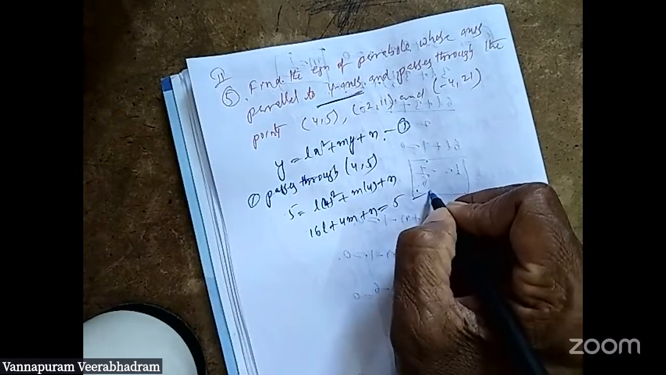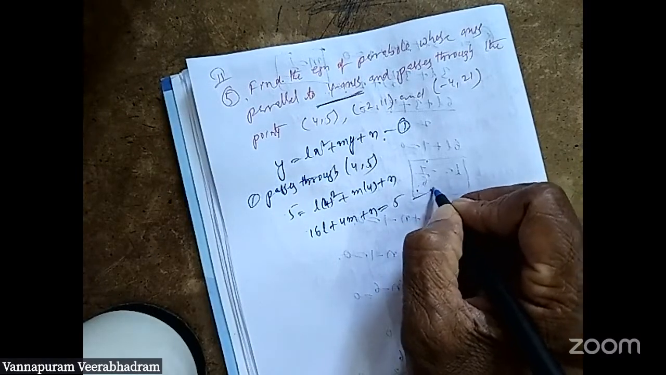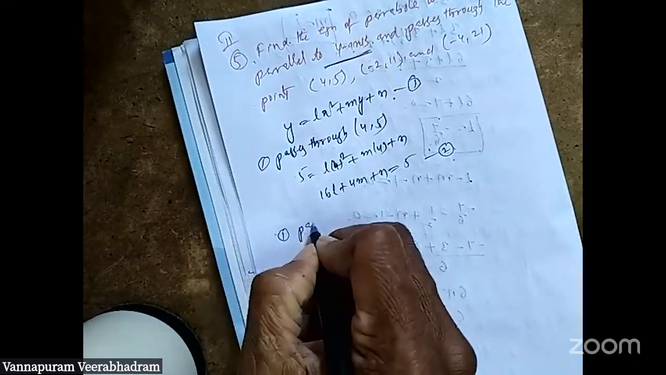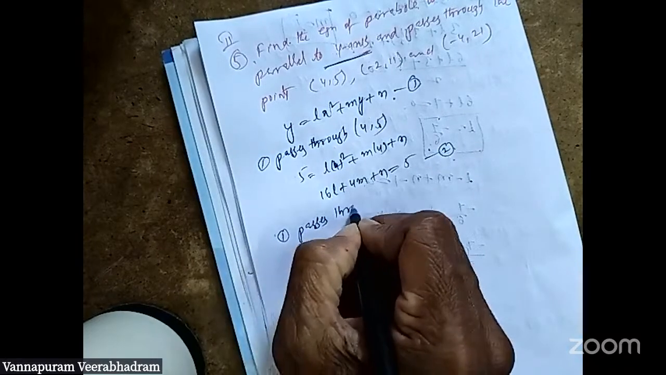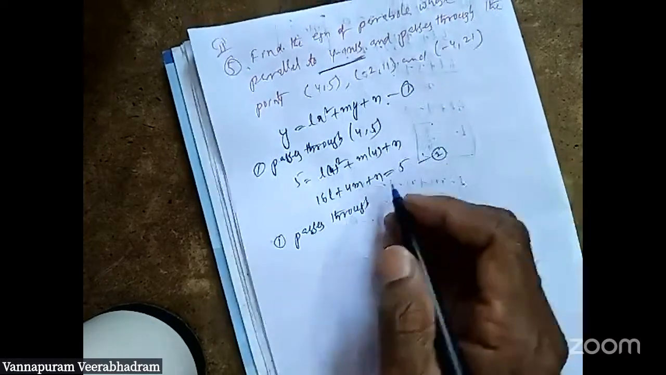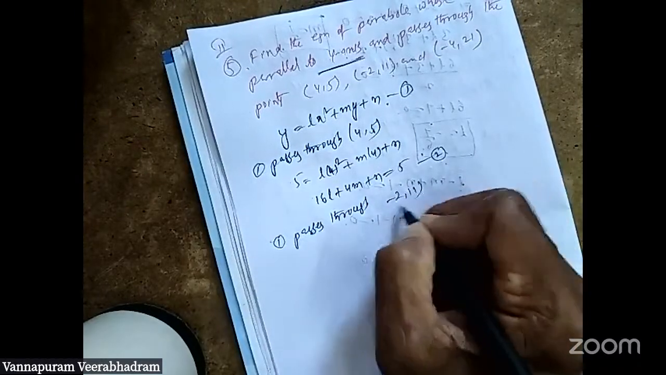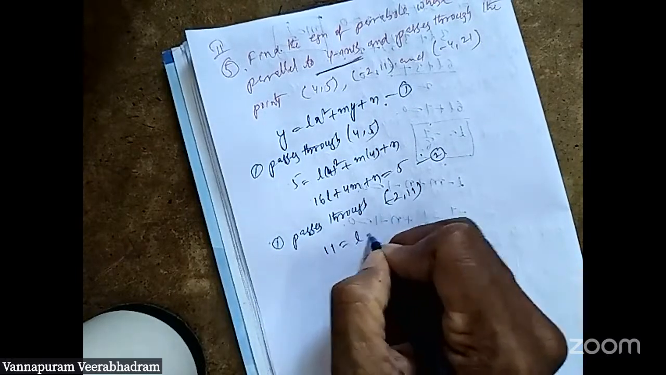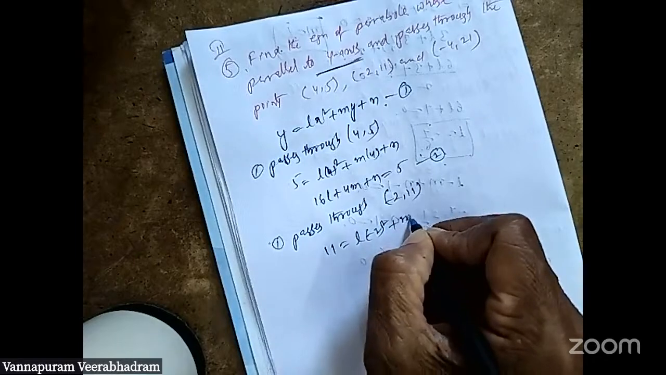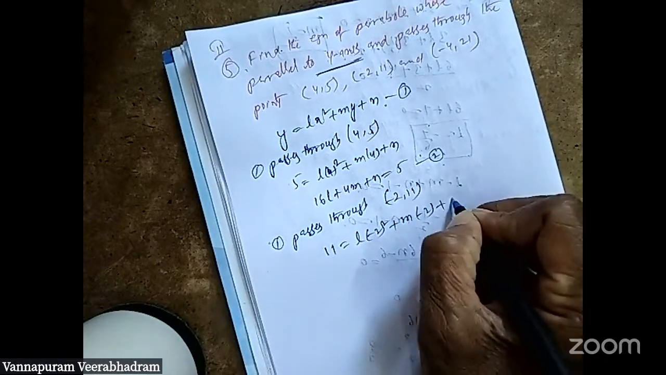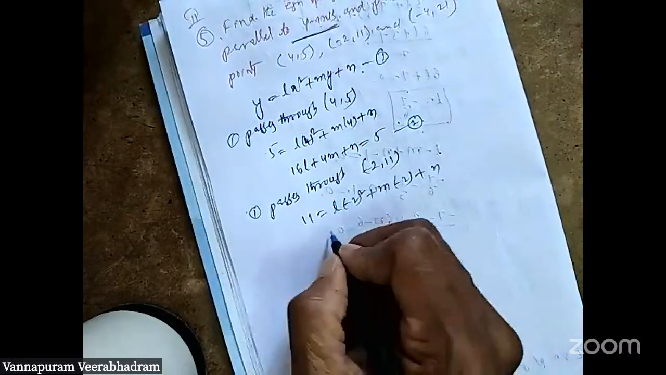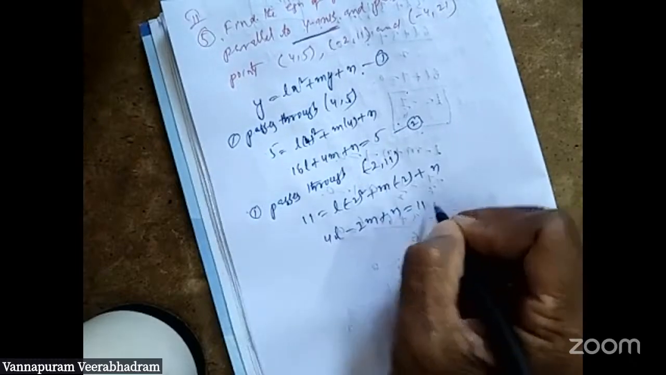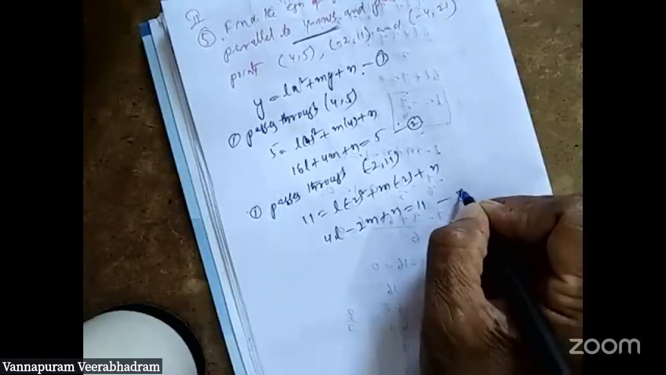Take it as equation 2. And also it passes through minus 2 comma 11. So that is y value is here 11 equal to L into minus 2 whole square plus m into minus 2 plus n. So by simplifying, we get 4L minus 2m plus n equal to 11. So this is equation 3.